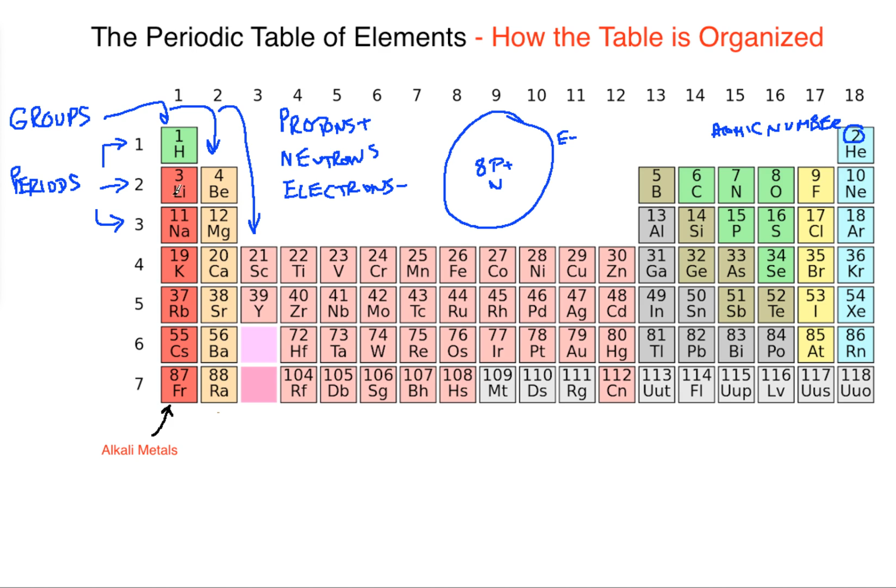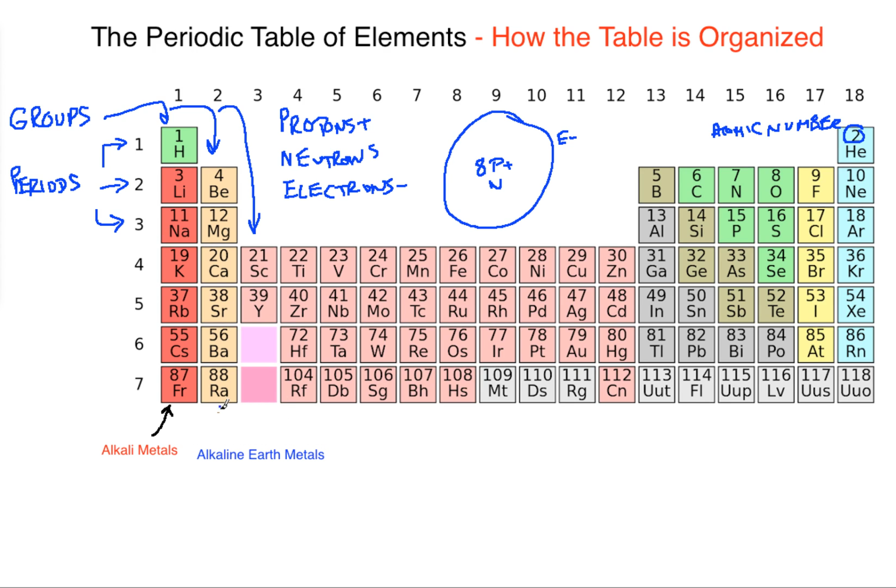Because these are so highly reactive, you won't find them out in the open. You can't just walk outside and see them. They have to be contained in special containers because they want nothing more than to react with other elements. In the second group, we have the alkaline earth metals. These also are reactive, but not quite as reactive as the alkali metals.